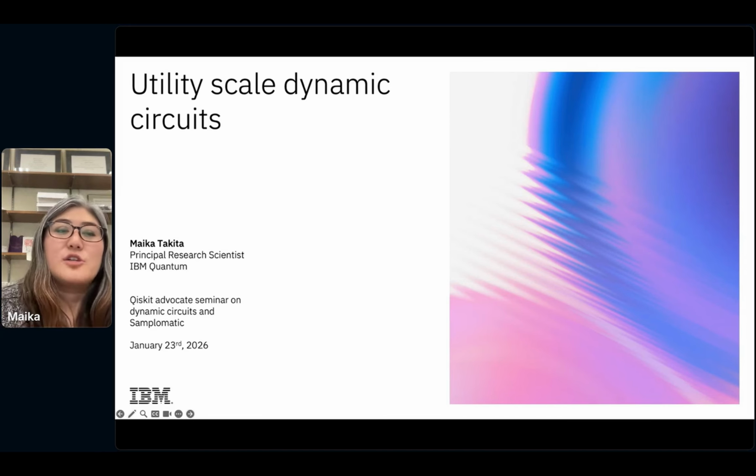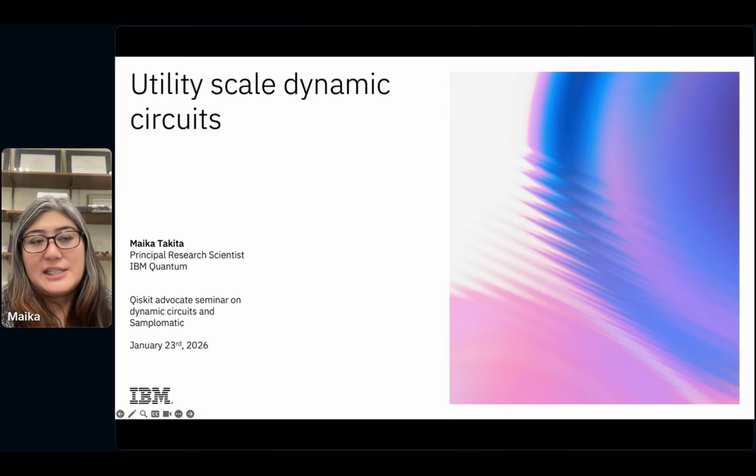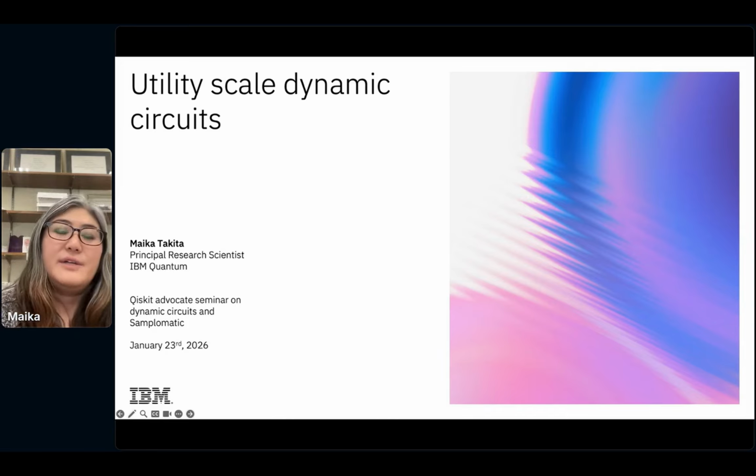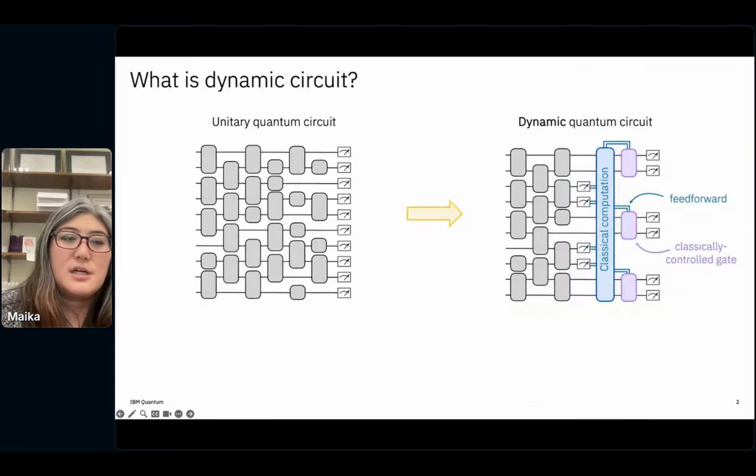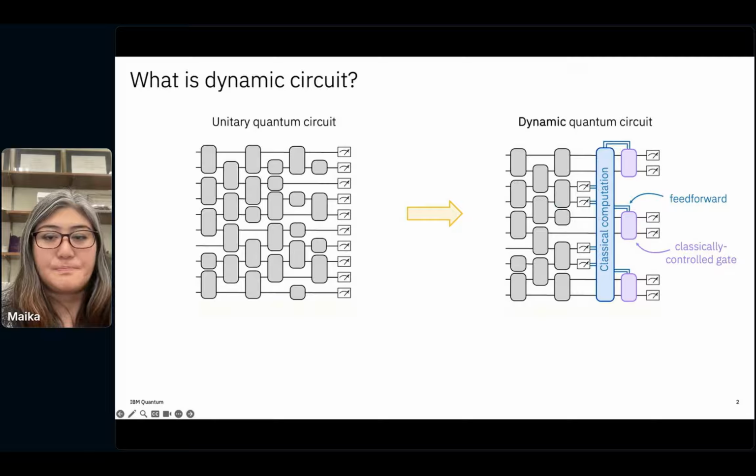But since then, we learned a lot from the first release, and last year, not even half a year ago, we re-released the utility scale dynamic circuits, and we added a lot of features. So I want to talk about those new features that we've added. But just to start with, I want to talk about what dynamic circuits are.